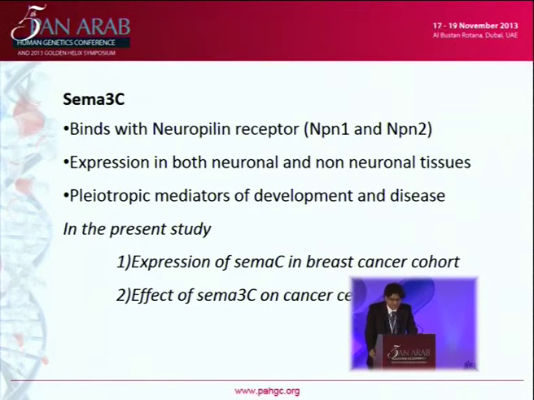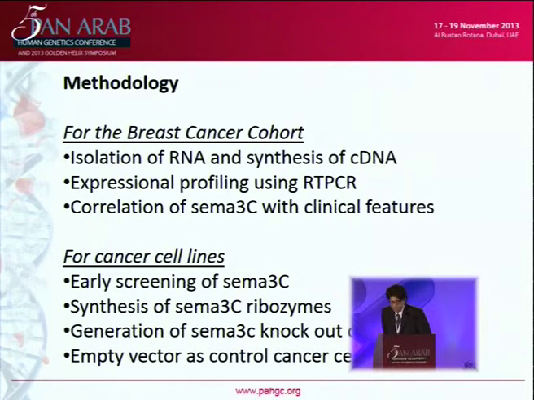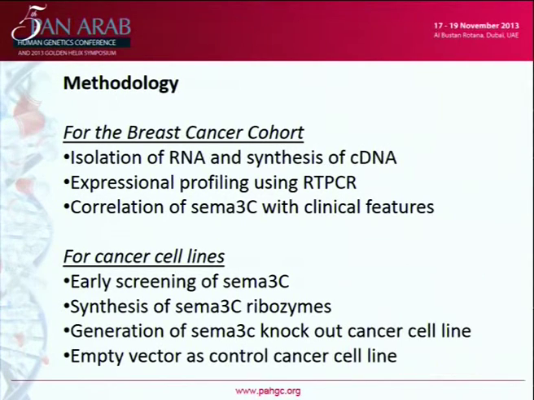So in my present study, what I am going to show you is the expression profile of semaphorin 3C in the breast cancer cohort and its effects on cancer cell lines. Briefly about the methodology: from the breast cancer cohort, I isolated RNA and synthesized cDNA from the biopsy tissues, used normal background tissue as control, and analyzed the expression profile of semaphorin 3C using real-time PCR. The expression profile was then correlated with the clinical features of the cohort data. That was the clinical study portion.